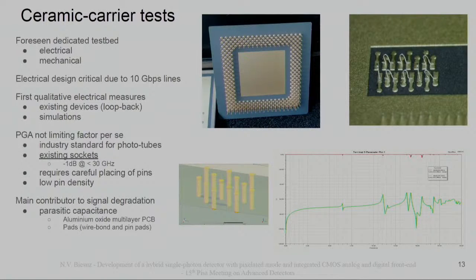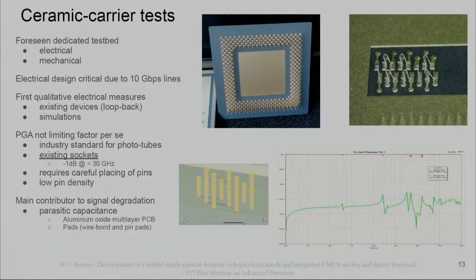As I told you before, we are also testing ceramics. This is an older version of an existing ceramic with the PGA pin that we are using for testing. For example, we can do electrical tests by simply injecting signals in these pins and making what is called a loopback and reading back the signal. So we have first qualitative electrical measurements on an existing device, and we have simulation. An example of the simulation is here. You can simulate pins, you can simulate PCBs and stuff like that.